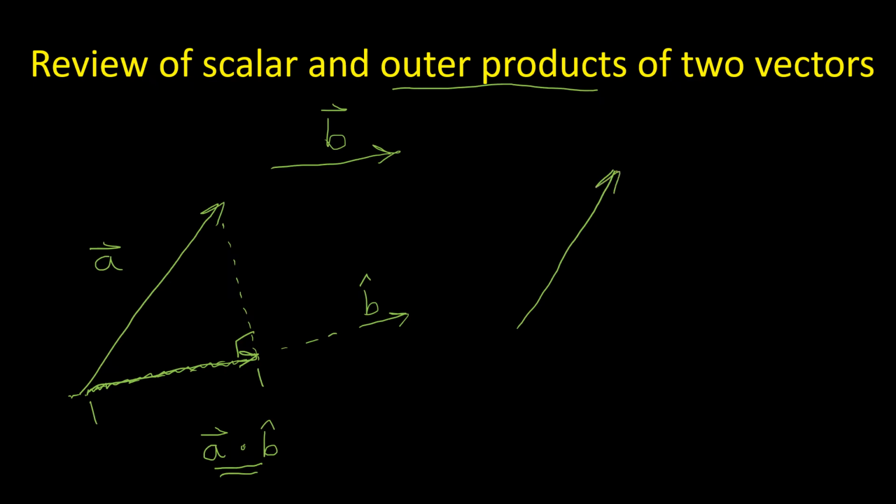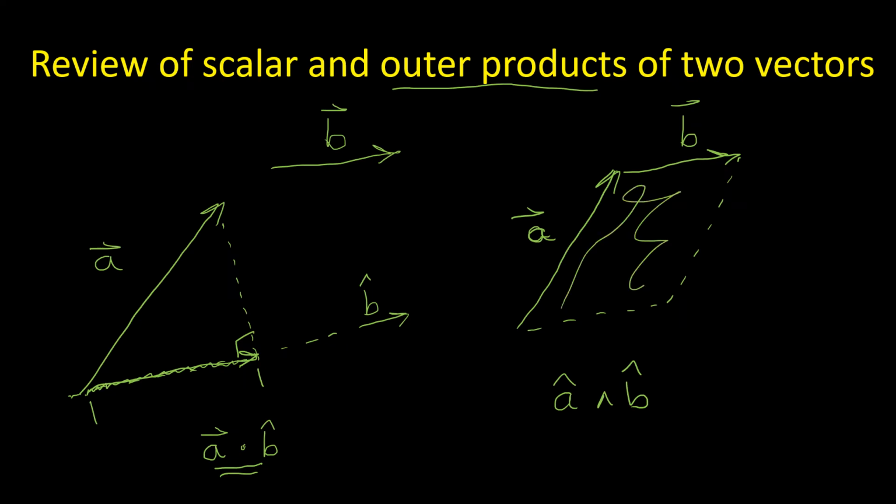To form or to represent it geometrically, we'll take A, and onto that we'll stick B. And now we'll form the parallelogram. The magnitude of A wedge B, which we call the bivector, is an oriented segment of this plane that contains the two vectors. The magnitude of this bivector here is nothing more than the area of that parallelogram.